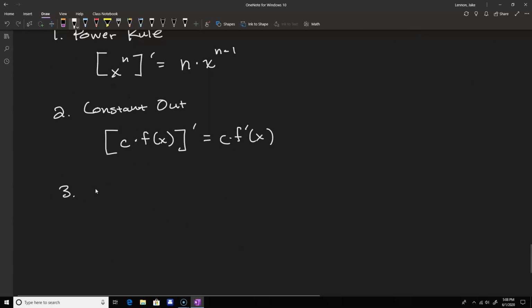And the third thing is the sum rule. So if you have two functions added together, f of x plus g of x, and you're trying to take the derivative of that entire function, you can just go part by part and then add them back together. So this is f prime of x plus g prime of x. And that's all.